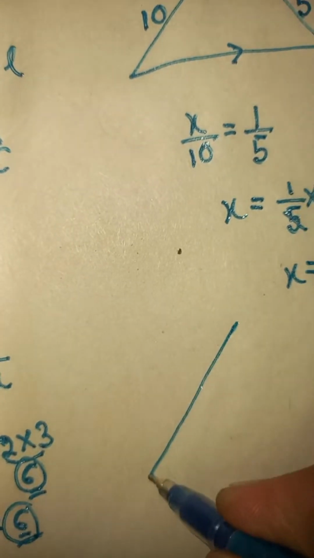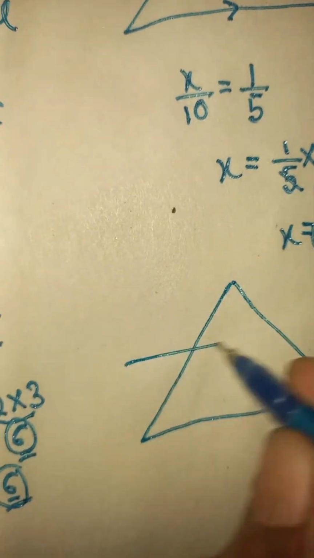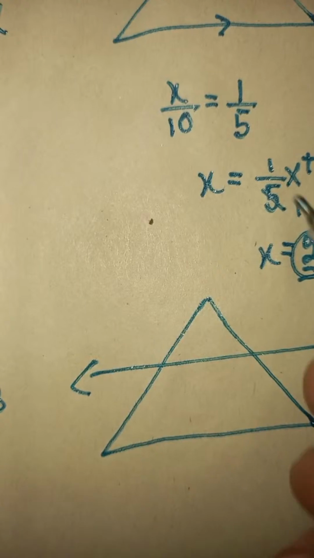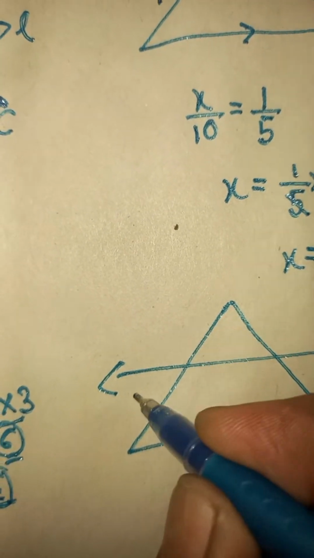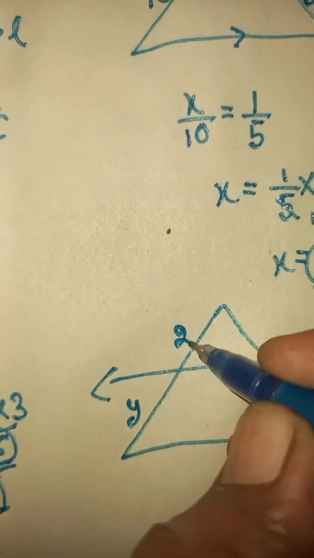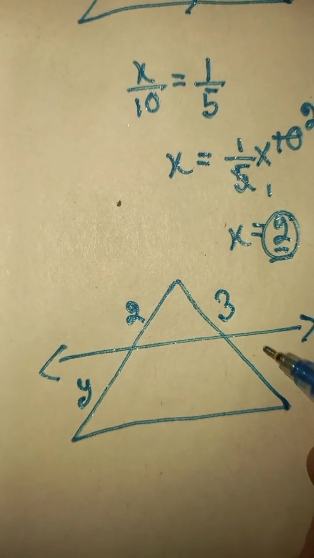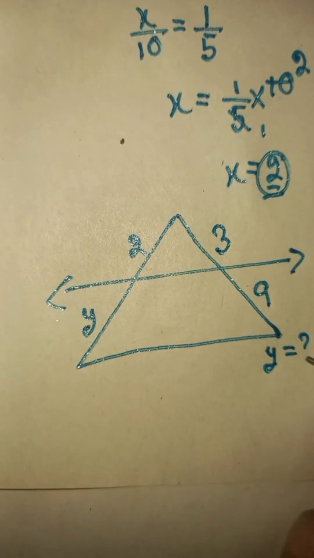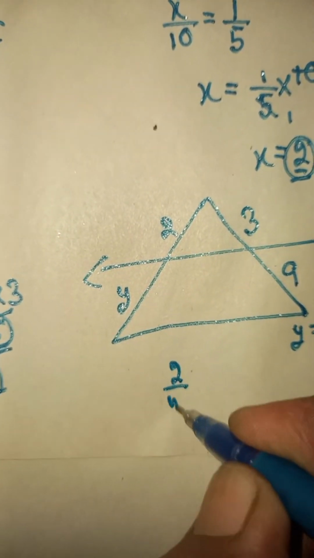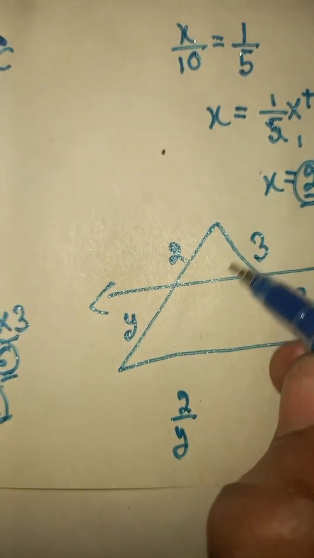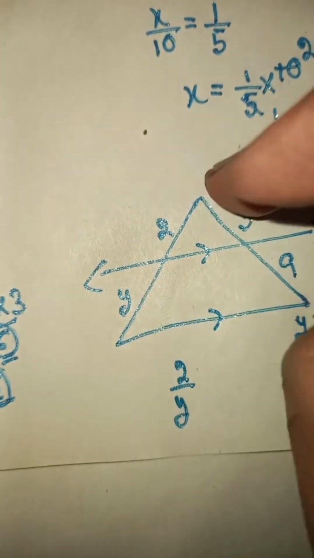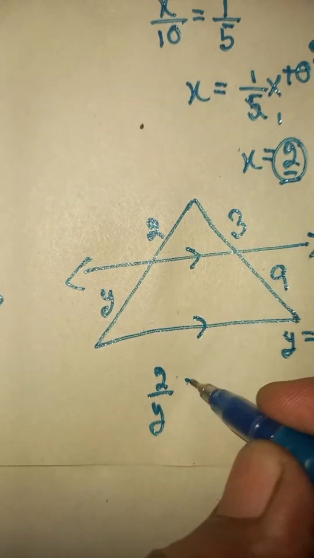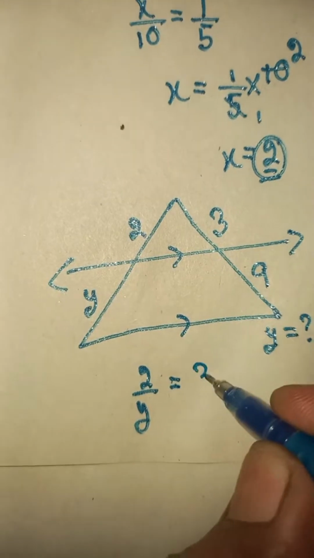Let's take one more problem. Here they have given, in the same way, this line is parallel to this line. Here they have given this one as y, and this is 2 units, this is 3 units, and this one as 9 units. You need to find out what y is. This becomes 2 by y. If a parallel line is drawn, these two sides will be in equal proportion. So 2 by y will be equal to 3 by 9.